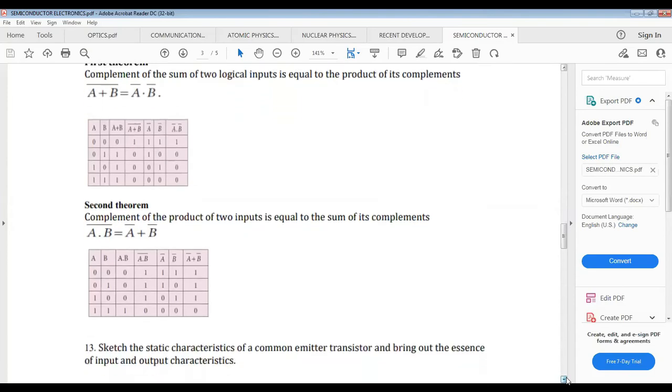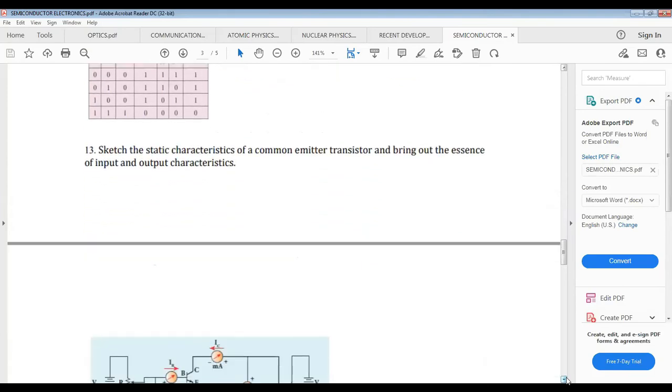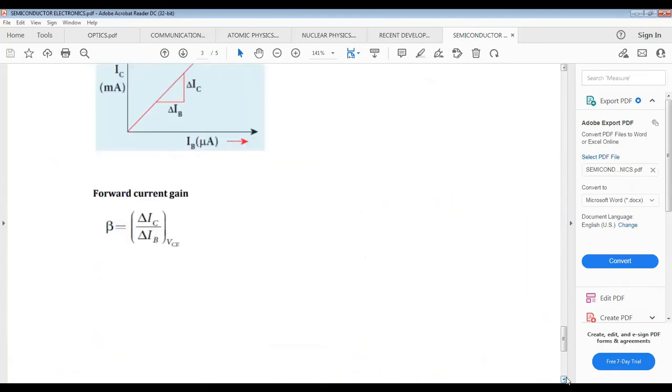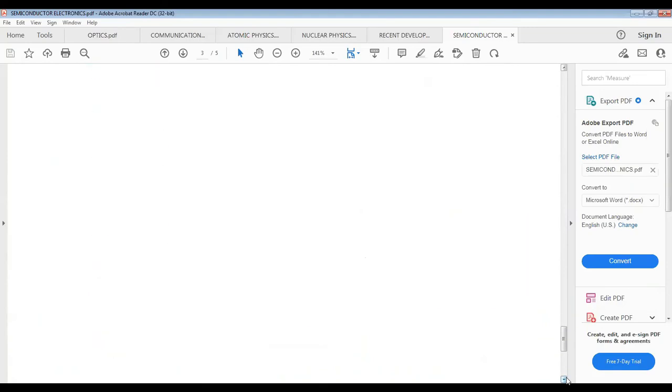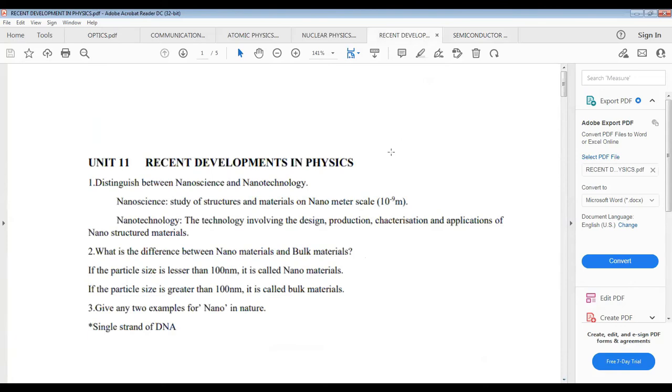So these are all some important questions. This transistor and all is somewhat very confusing, so it is better to skip transistor. And then our last lesson is recent developments.